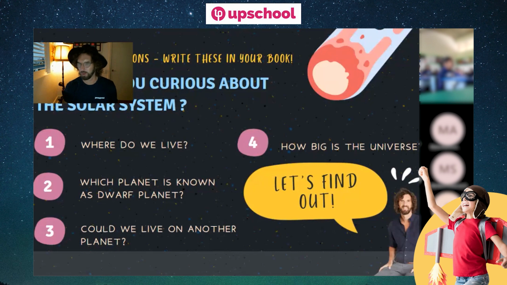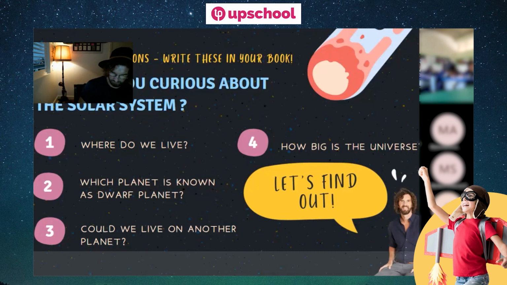And question number 4, remember, you've got to write these down. At the end of today's lesson, we're going to be having a quiz. These questions are going to be in that quiz. There are 10 questions, and I really want you and your friends to get full marks, 10 out of 10. Question number 4, how big is the universe? Wow. Let's write it down in our books.